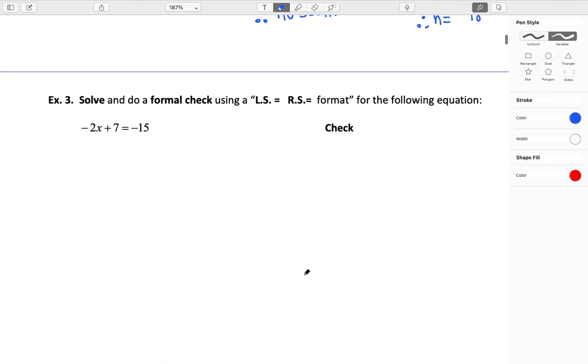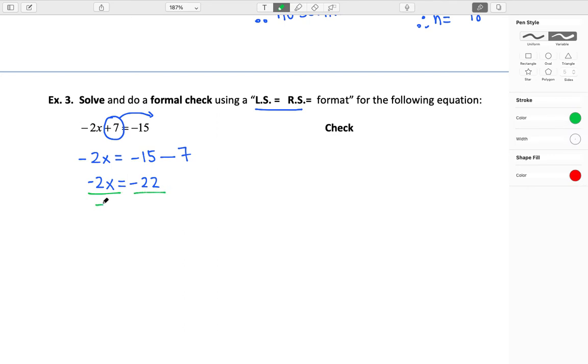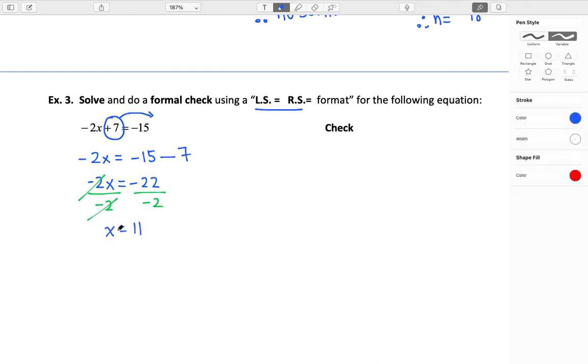Now, what about the method of formal check, which we call left side equals right side? When we solve for number 3, I'm going to move positive 7 to the right side. So I'm collecting the like terms. It becomes negative 7 now. So negative 2x equals negative 22. Then I'm going to divide both sides by whatever is in front of x, in this case negative 2, so that it cancels out. So x is equal to 11.